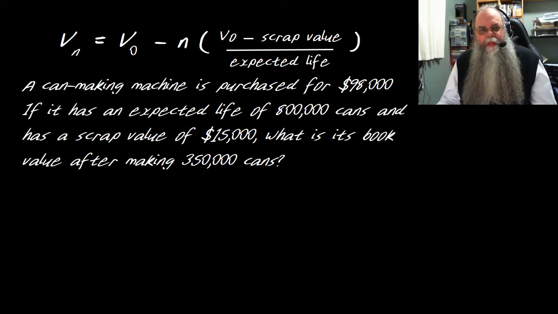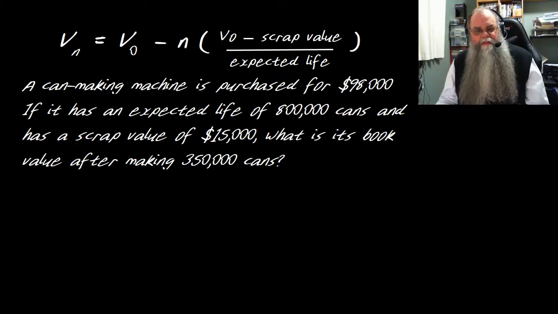So for example, a can making machine is purchased for $98,000. Now if it has an expected life of 800,000 cans, in other words, for its life, it should make 800,000 cans before you need to replace the machine. And if at the time of wanting to replace it, it has a scrap value of just $15,000, what's its book value after making just 350,000 cans?